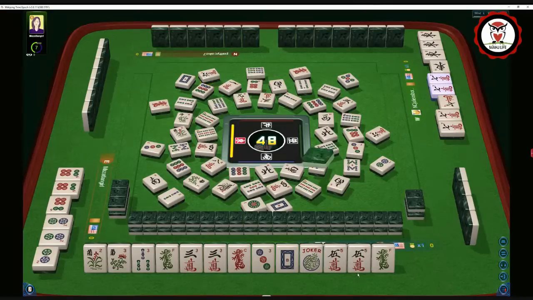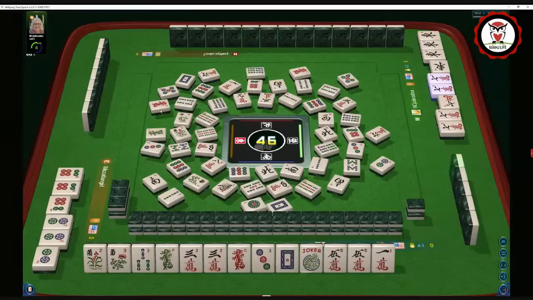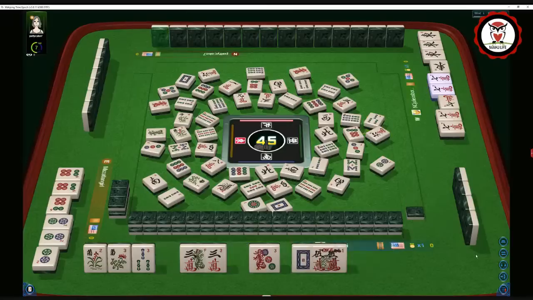Six characters. Five dots. We got the 1 crack. It's too late, though. Let's let the green dragon go. Green dragon. We got the one crack, but there's one out and there are two red dragons out. Three bamboos. It would be pretty risky. Oh, and the threes are kind of going down.